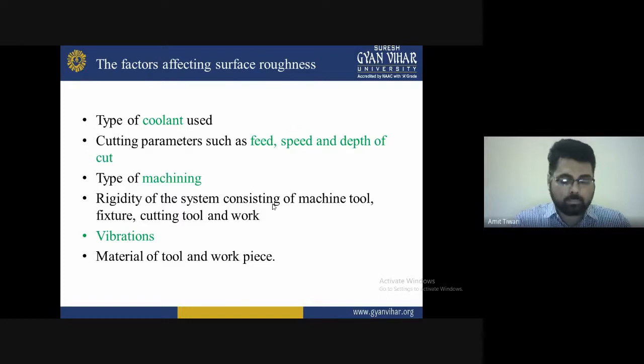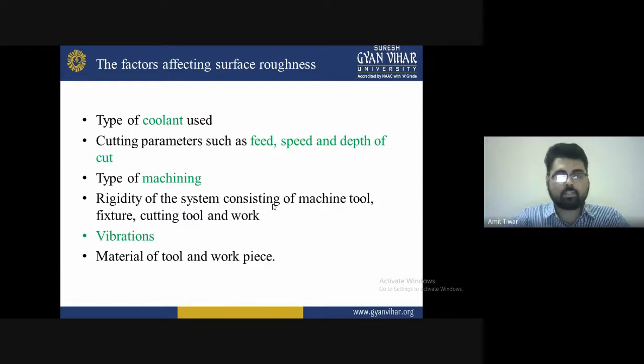So this is something we need to understand properly about the machining parameters. Next, the types of machining: obviously what type of machining we use, conventional or non-conventional, and what type of operation we are performing. What type of tool we use, single point cutting tool, multi-point cutting tool, or any other type selected for that particular operation.